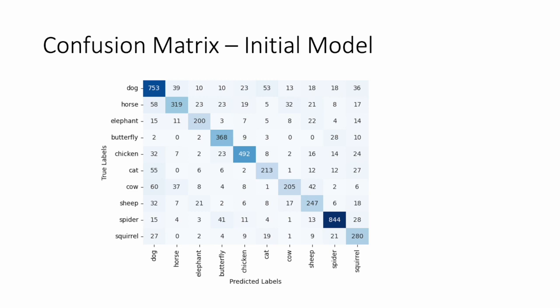We can see that there's a good amount of confusion between the insect classes, spider and butterfly, and there's a lot of confusion as well between some of the mammal classes, notably dog and cat, cow and dog, and a bunch of others.